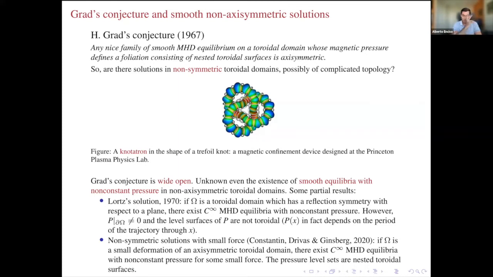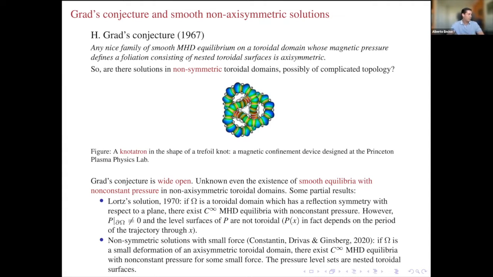This is, well, it is very natural. This is a beautiful question. And perhaps it is not just of academic interest, meaning that the picture we have here is a magnetic confinement device that was actually designed in Princeton some years ago. It's called a notatron. So as you can see, it's a confinement device where the toroidal domain is not axisymmetric. Well, actually, it's even knotted.